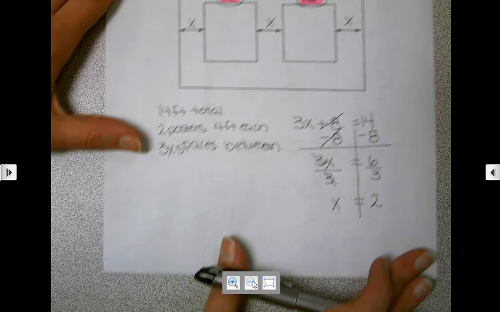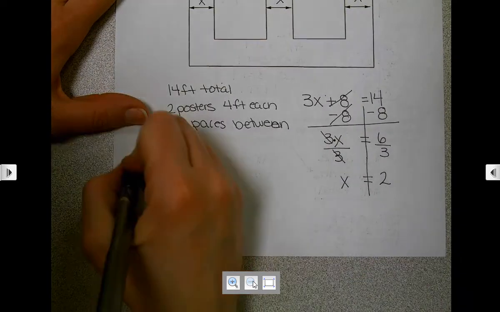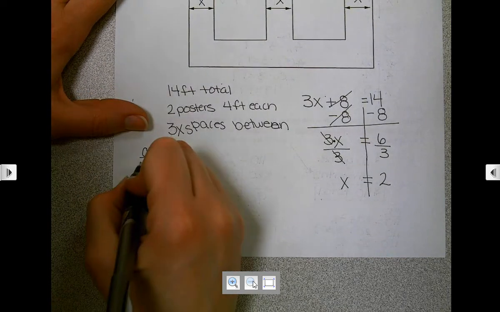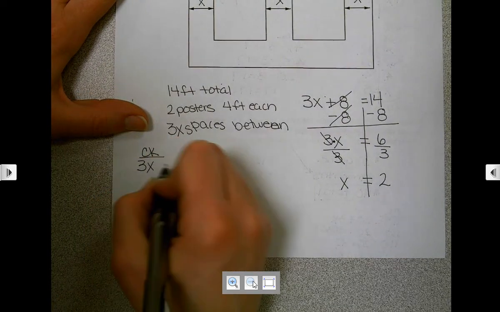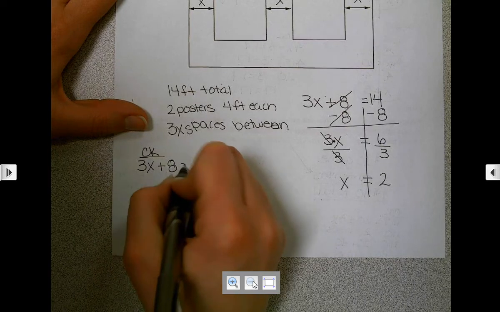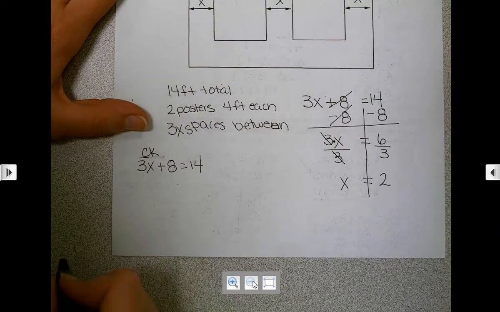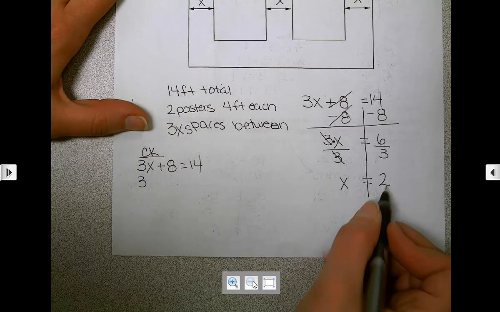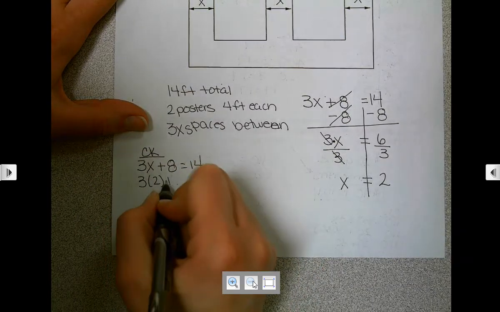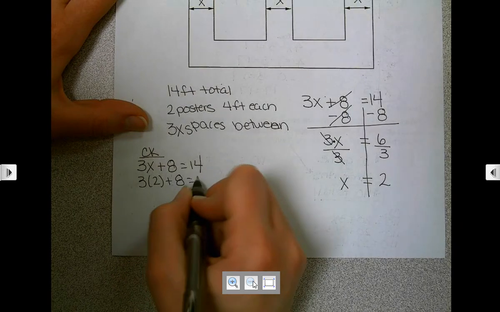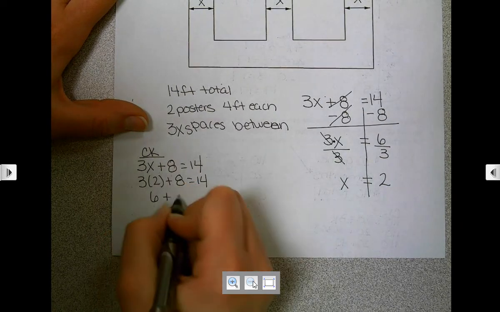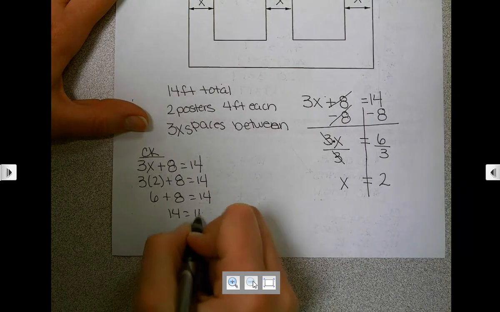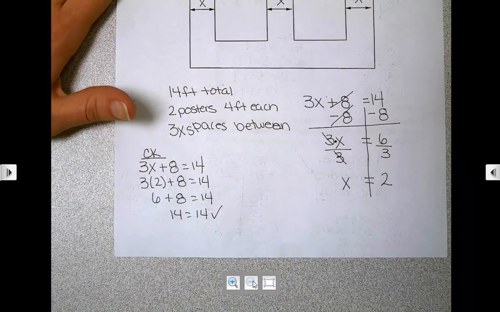Now we need to make sure that we check our work to make sure that our answer is correct. I'm going to rewrite the original problem. We have 3x plus 8 equals 14. Okay, we are going to replace the x with a 2. So we have 3 times 2 plus 8 equals 14. 6 plus 8 equals 14. 14 equals 14. And we check.